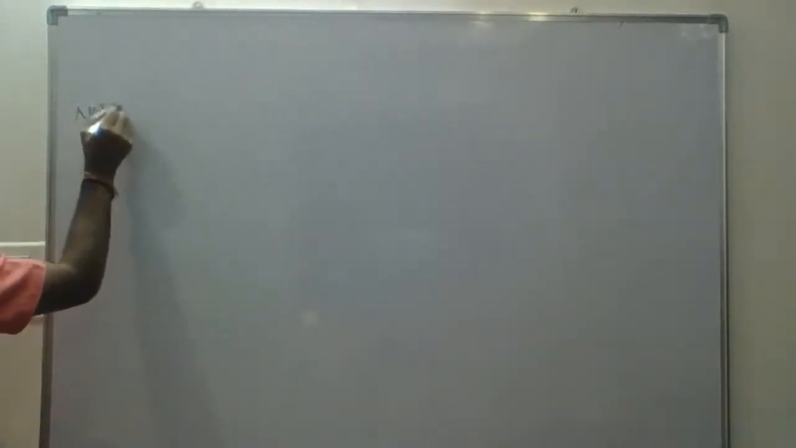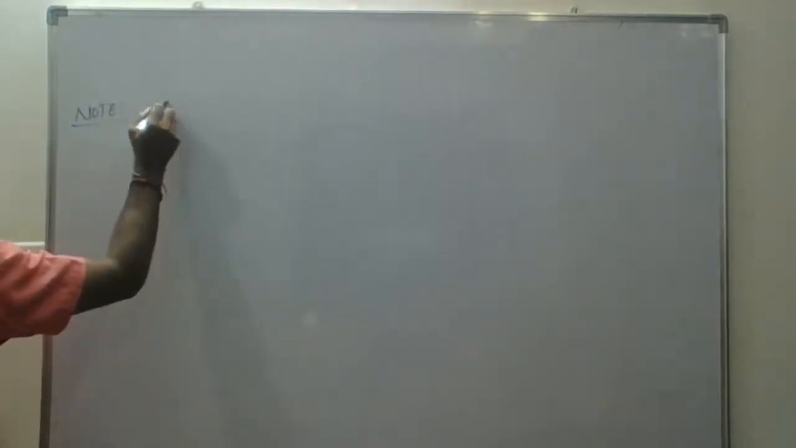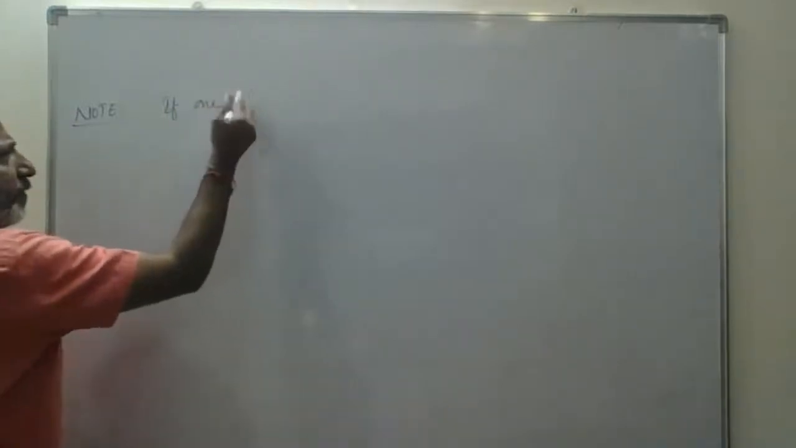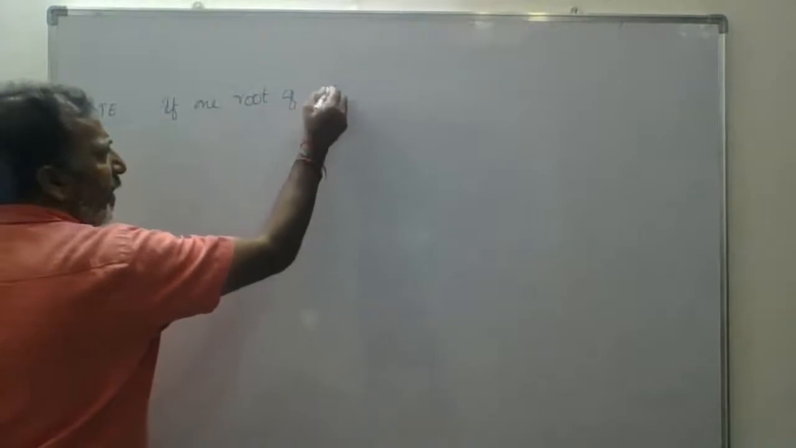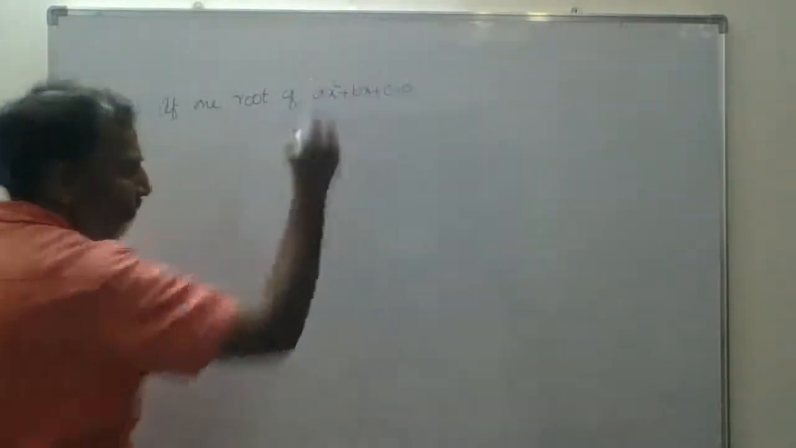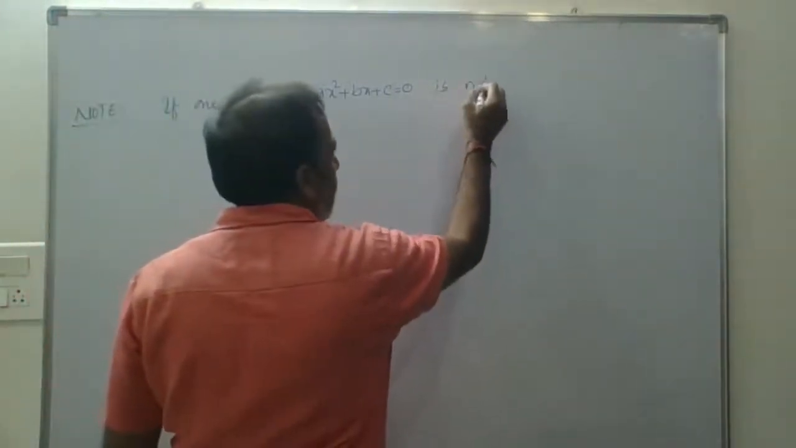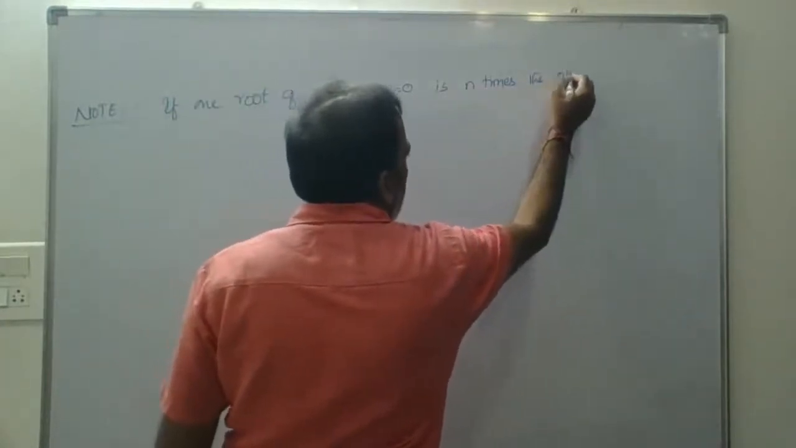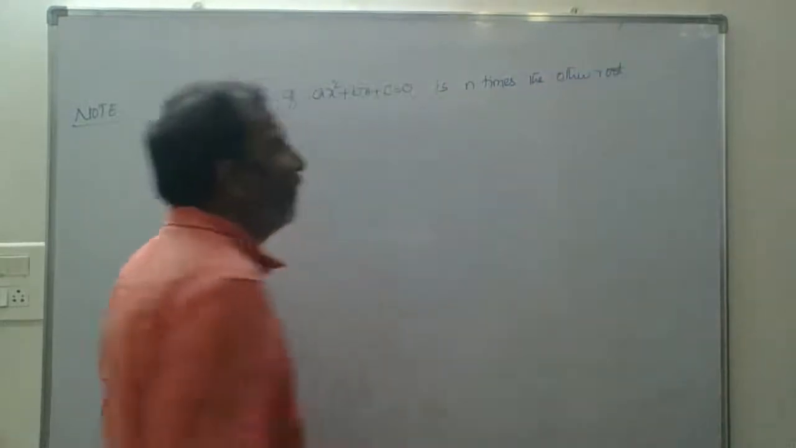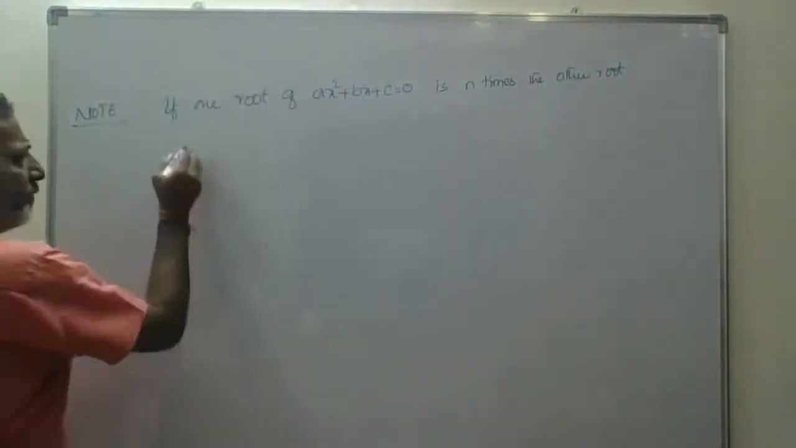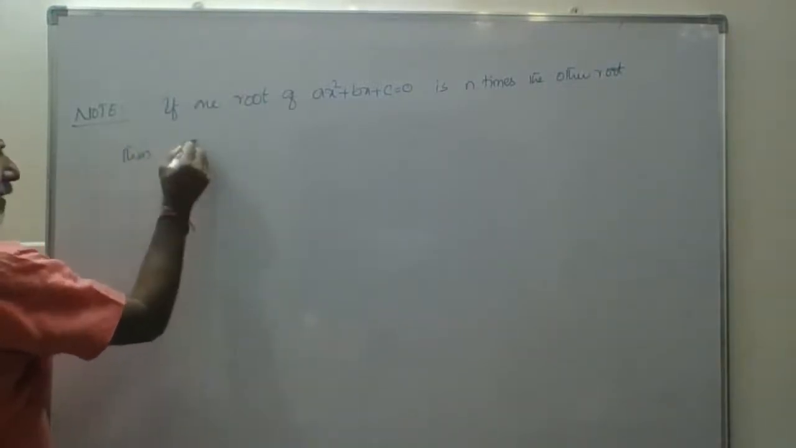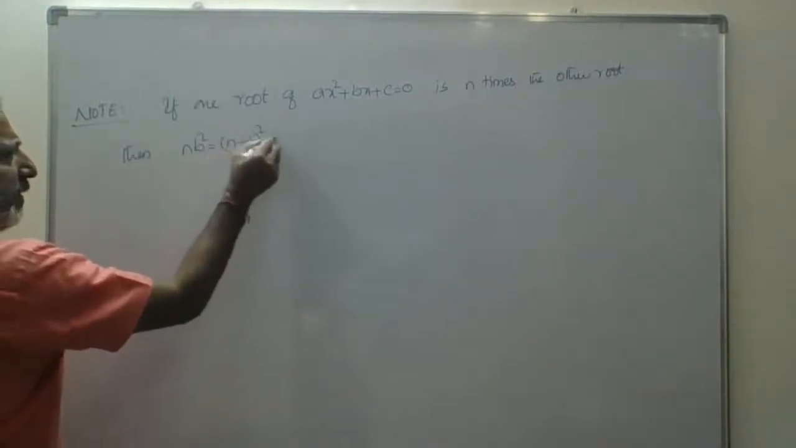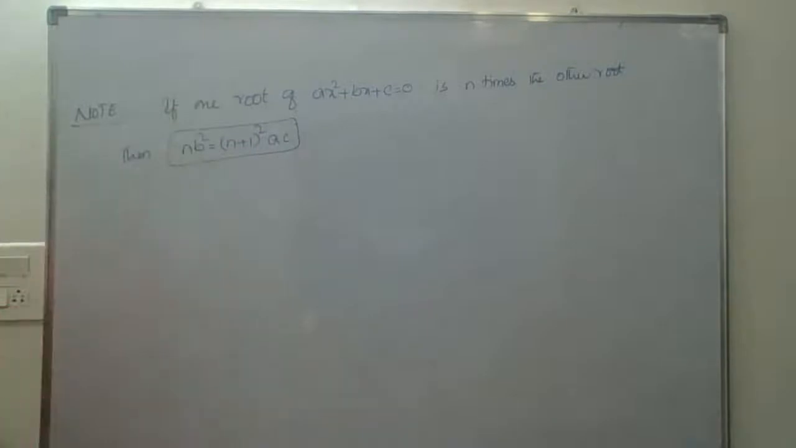Some notes. Note 1. If one root of ax square plus bx plus c is equal to 0 is n times the other root, then nb square is equal to n plus 1 whole square into ac.